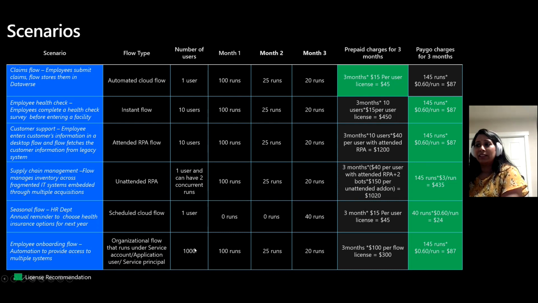in this case, because it is shared with 1,000 users, it is much more economical to get a per flow license, right? So it is 3 months multiplied by $100 per flow license. It is $300 for the 3 months. And if it is Paygo, we are only paying 60 cents multiplied by 145 runs, it is $87. So depending upon the usage trend, you can move flows to be on Paygo or on prepaid licenses.